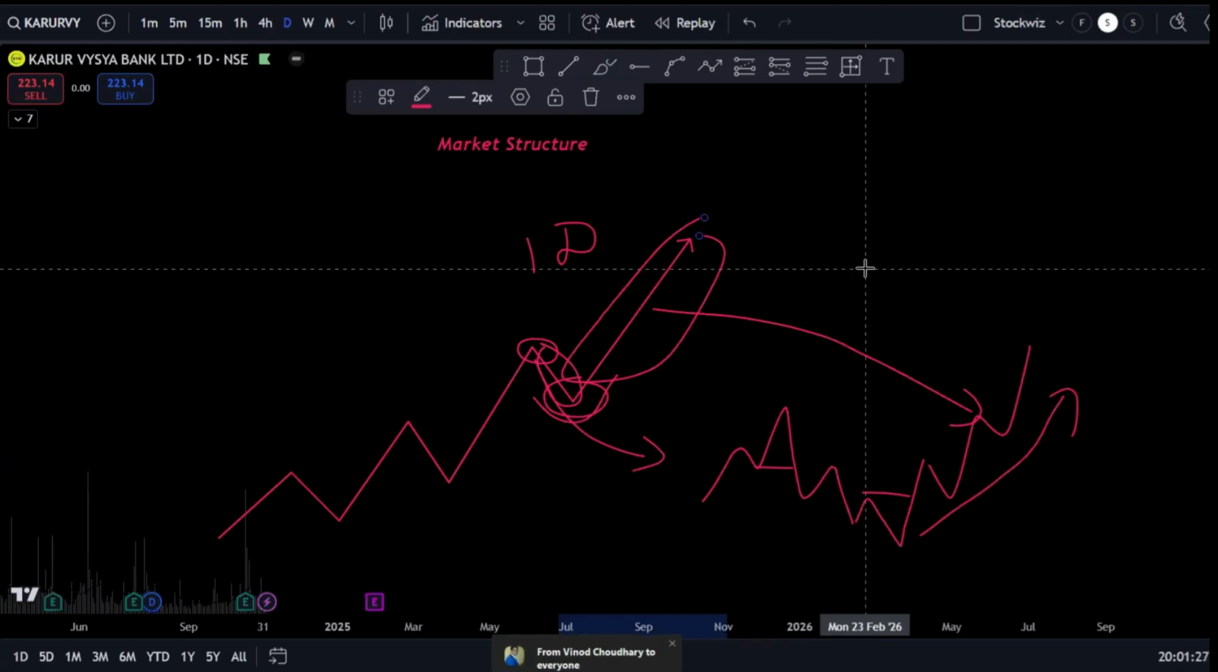So basically, if the trend is the same on both the structures, my trade probability goes up higher. This makes sense now? Yeah, got it.